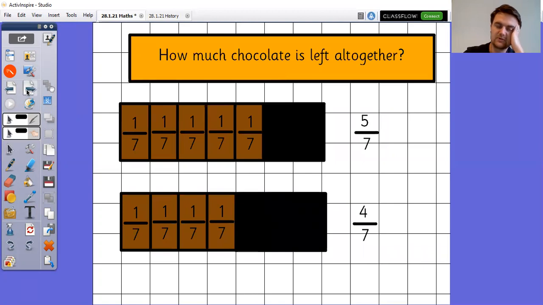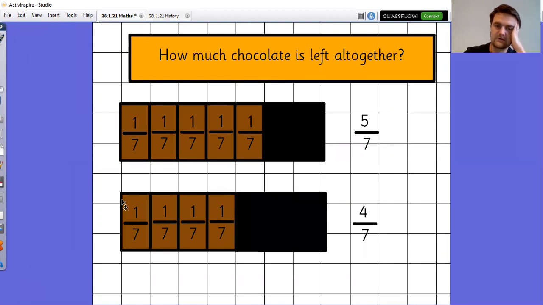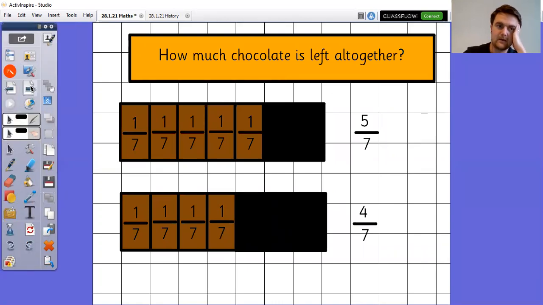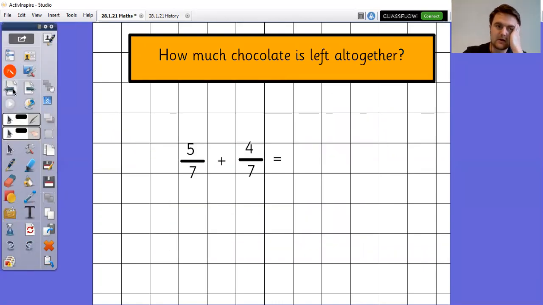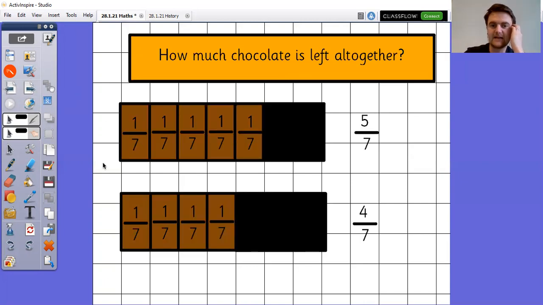So we should be able to work out that Mr. Venton's got 5/7 left and Mr. Arnold has got 4/7 left. Now, if Mr. Arnold then started to feel a little bit upset that Mr. Venton had more chocolate than him and said, oh, let's put our chocolate bars together, we could work out how much chocolate was left altogether by adding 5/7 and 4/7.